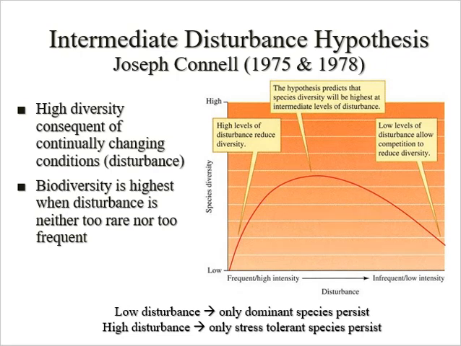So at intermediate levels of disturbance, when you have some disturbance occurring, but not too frequently, not too rare, high levels of diversity are promoted. And the reason for that is because there is sufficient time between disturbances for a wide variety of species to colonize an area, but not enough time to allow for the competitive exclusion principle to set in.